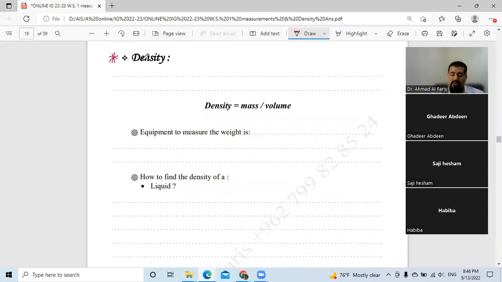Now this topic, every year they bring questions about it in Edexcel and Oxford, and maybe in Cambridge they bring a multiple choice question, or they ask about it in paper 4 or paper 6, the alternative to practical.